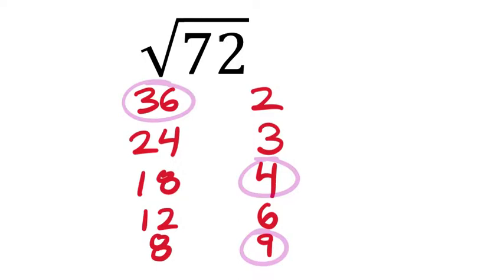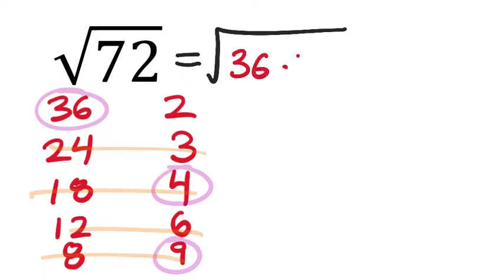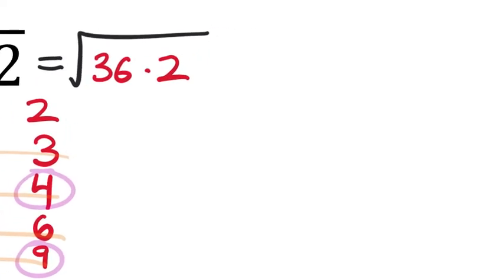It's the 36. Which means that these other values down here, I don't need these ones, even though there are perfect square factors in there. I want the biggest one, which is 36. Okay, so square root of 72, right? I'm going to take the square root of 72, and I'm going to show it as the product of these two factors, 36 times 2. Okay, again, I did not change the value of 72. I just changed the way that it looks.